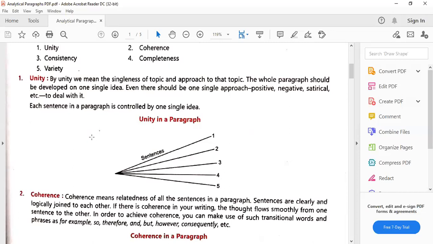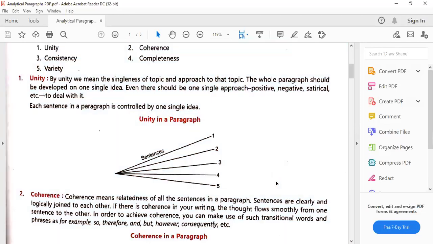See, they have explained this. Each sentence in a paragraph is controlled by one single point. आपको mathematical way में उन्होंने समझाया हुआ है कि जैसे ये सारी lines, 5 lines जो draw करी गई हैं, they all start from one single point. So your paragraph should have only one single idea. All the sentences should be controlled by one single idea.